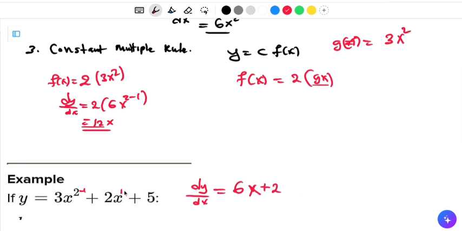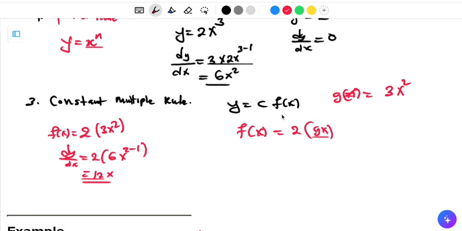Because we know that 1 minus 1 is 0, and any number raised to the power 0 is 1. So 1 multiplied by 2 is 2. Then the constant number, if you remember, using the constant rule, the derivative of a constant number is 0. That's the reason why we are having a 0 here. So we just need to erase that one. So this is our final answer. That is how we are supposed to answer that.